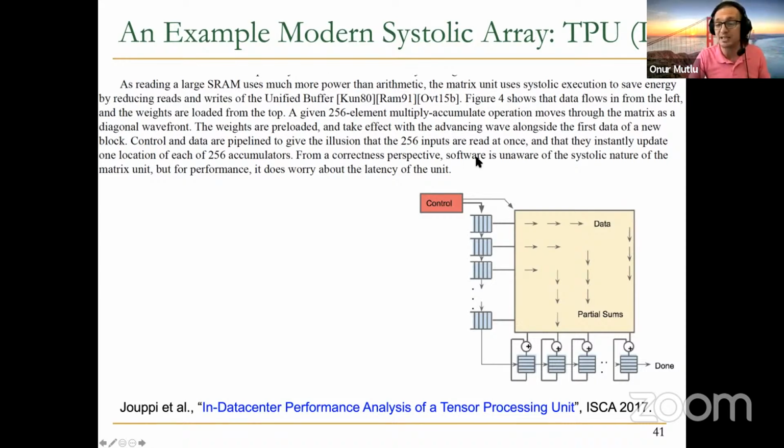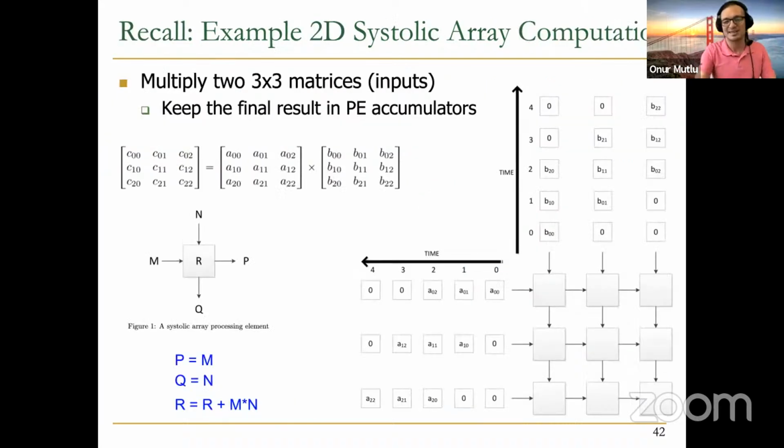As they say, from a correctness perspective, software is unaware of the systolic nature of the matrix unit, but for performance, it does worry about the latency of the unit. This means that if you really want to optimize for performance, you need to know what's going on in the systolic hardware over here. Okay, so this is the example that you're going to do in your homework, which is essentially the same, except it may be a different way of actually implementing the matrix multiplication.